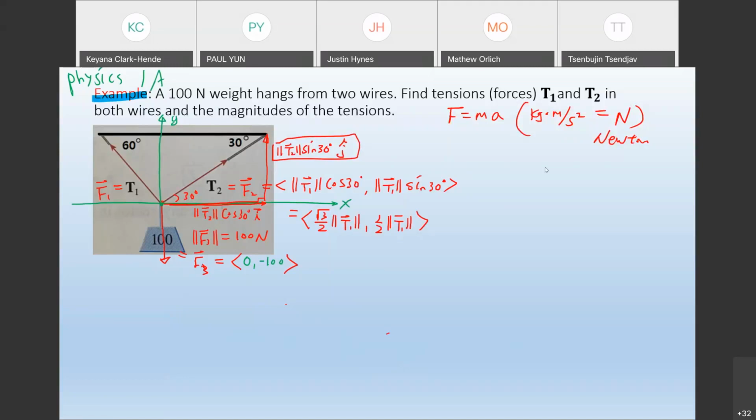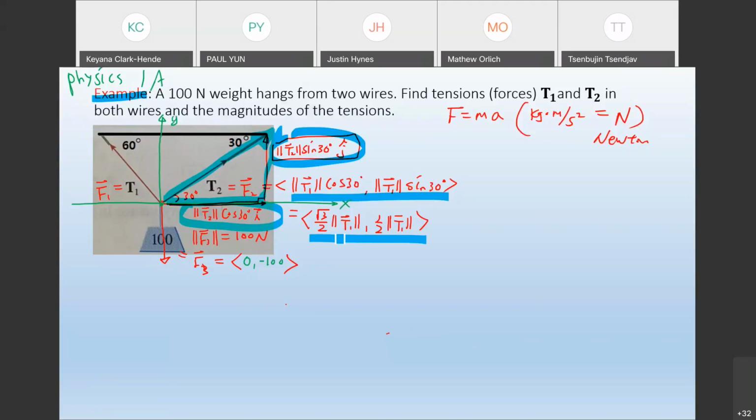Any questions? That's it, right? Yeah? That's what this is. You add this plus this, that's called T2, right? Vector sum. Yeah.